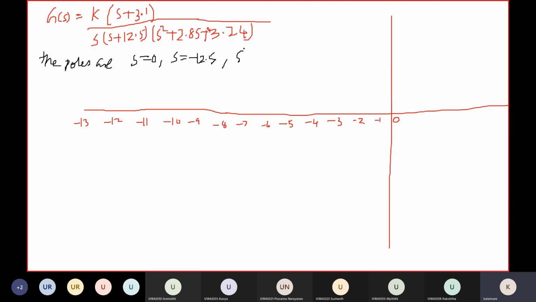While solving this equation, what is the root? s square plus 2s plus 3.24, this must be equal to 0. While solving this equation, what are my roots? Anyone please tell me what are the roots?